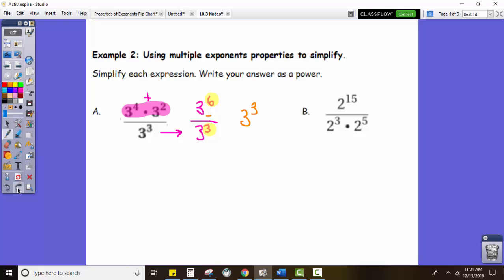For B, I have 2 to the 15th on the numerator, but in the denominator, I have 2 to the 3rd times 2 to the 5th. So I need to simplify that part first. 2 to the 3rd times 2 to the 5th, that's multiplying, so the rule says add those exponents. 3 plus 5 is 8, so I have 2 to the 8th in the denominator. In the numerator, we have 2 to the 15th. Then this is a dividing power, so the rule is to subtract the exponents. 15 take away 8 is 7, so I have 2 to the 7th.